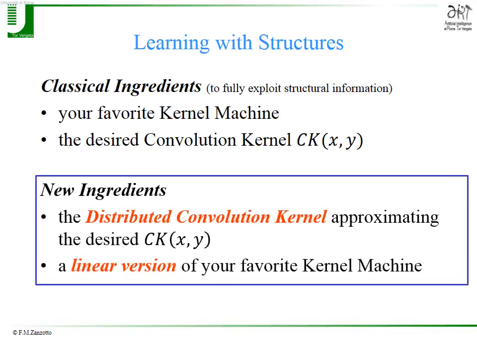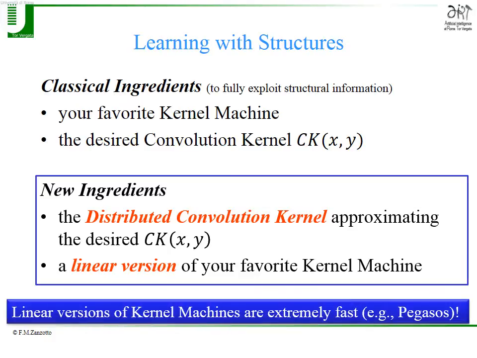The distributed convolution kernels are a new way to attack the problem of learning with structured data. Now, the ingredients are a distributed convolution kernel that approximates the convolution kernel we wanted, and we can finally use the linear version of our favorite kernel machine. For example, Pegasos, the SVM learning on the primal space, that is extremely fast.